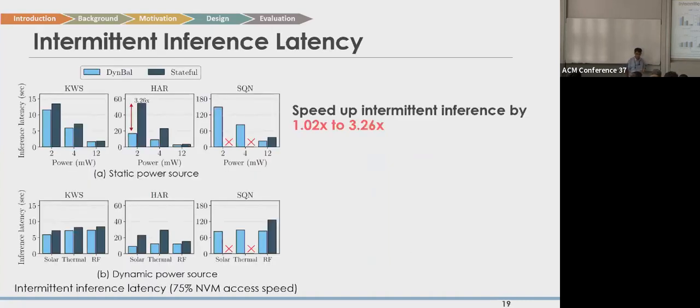Okay, so under these conditions, let me summarize our experimental results. Here, from the figures, we can see the intermittent inference speed is improved by 1.02 to 3.26 times. And particularly in some cases, the inference for stateful does not even complete. That is because a fixed configuration may use a large tile size, so it requires a higher energy than the energy harvesting can provide.